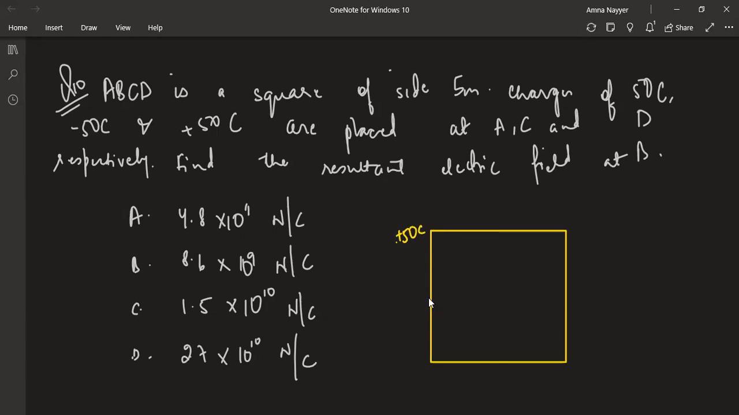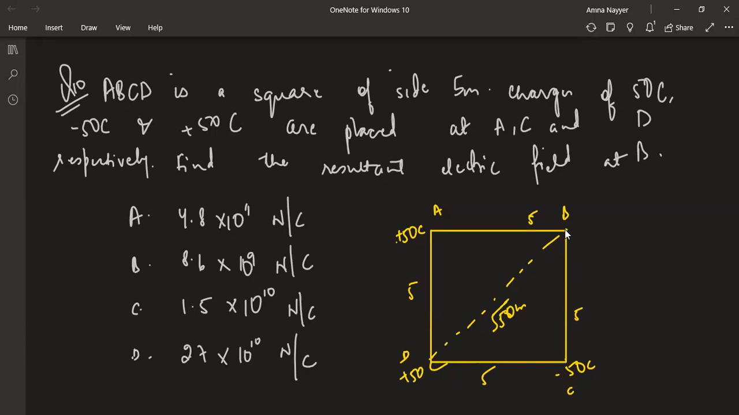See, this is 50 coulomb. This is 50 coulomb. This is minus 50 coulomb. So here you have A, at this point you have B, at this point you have C, and let's say this point is D. Since this is 5 meter, this is 5 meter, it's a square, so all the separations will be 5 meter. This becomes root 50 meter if you apply the Pythagoras theorem. Fine, this is root 50 meters.